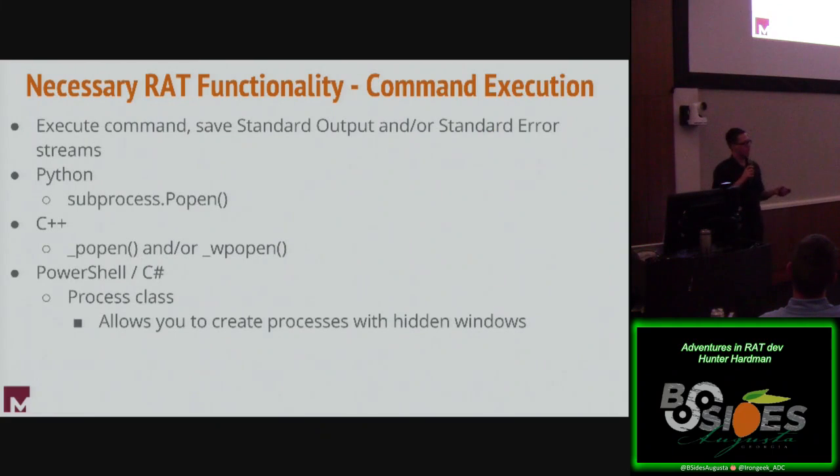So as far as command execution, how you can do that. So essentially what we want to do is execute a command and save the standard output and or standard error streams. In Python, you can do this a couple of ways. You can do the subprocess popen function. C++, they have the same popen, and then the wide popen function. And then PowerShell in C#, you can use the process class, which allows you to create processes with hidden windows and whatnot.